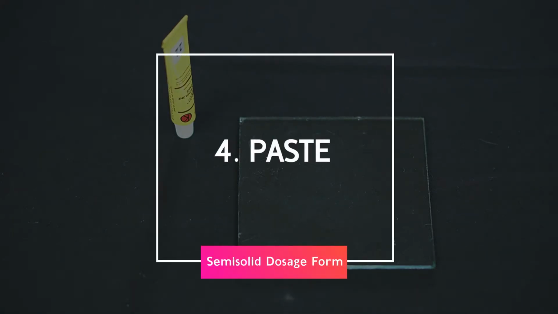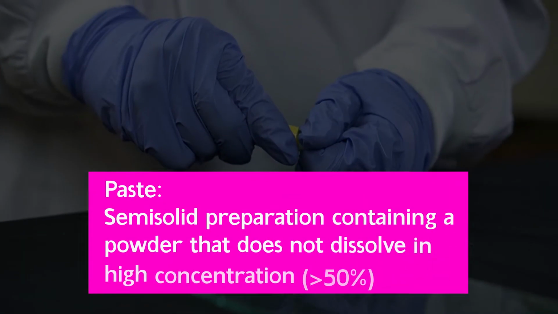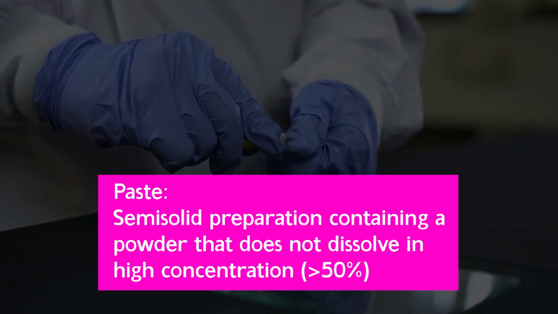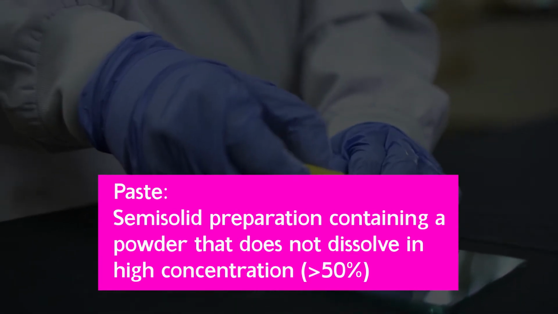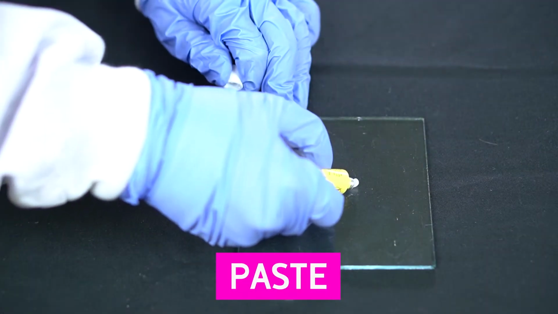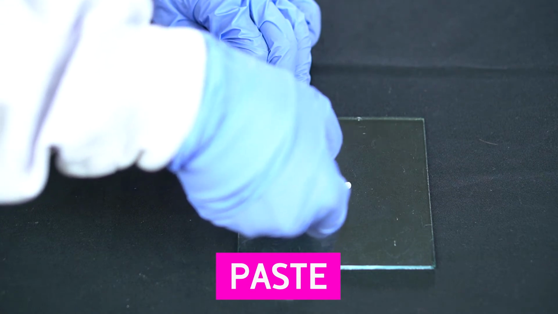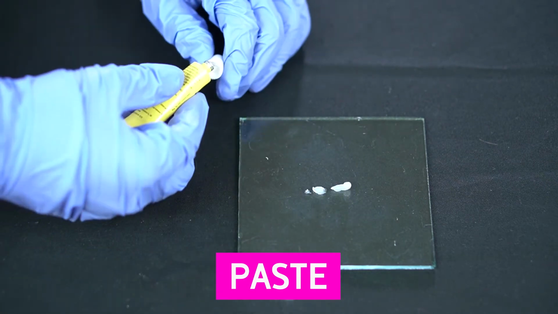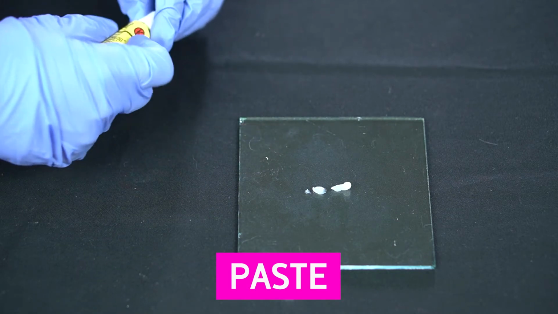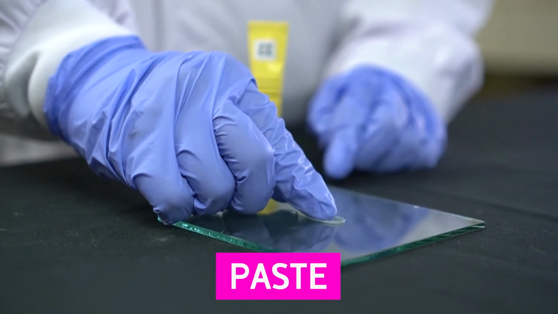The fourth one is paste. Paste is a semi-solid preparation containing a powder that does not dissolve in high concentration or more than 50%. Paste is usually less oily, thicker, and a stiffer consistency when compared to ointments because of the large amount of powder in it. The paste can absorb serous secretions and is not suitable if applied to hairy areas.